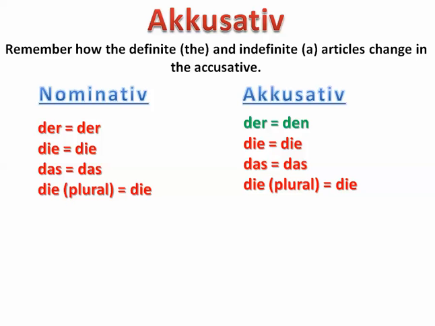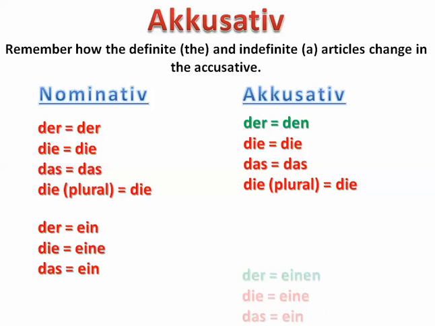So the masculine words, or der words, will change to den, and die and das will stay the same. And that's really the rhyme I used. Der changes to den, die and das stay the same. And if you can remember that, you'll be fine with definite articles in the accusative.